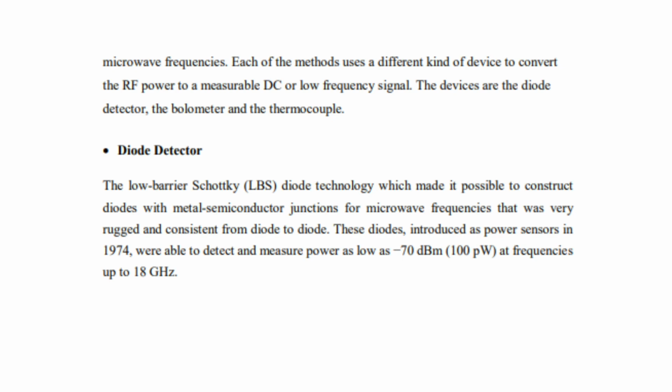There are three popular devices for sensing and measuring average power at RF and microwave frequencies. Each of the methods uses a different kind of device to convert the RF power to a measurable DC or low frequency signal. These devices are the diode detector, the bolometer and the thermocouple. First, the diode detector: low barrier Schottky diode technology made it possible to construct diodes with metal semiconductor junctions for microwave frequencies that were very rugged and consistent from diode to diode. These diodes, introduced as power sensors in 1974, are able to detect and measure power as low as minus 70 dBm, which means 100 picowatt, at frequencies up to 18 gigahertz.